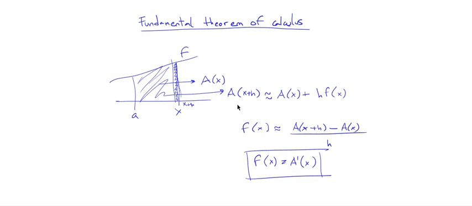Another way to see this is to write the area as a function of x, A(x). The area A at x plus h is approximately equal, using the Taylor expansion, to the area at x plus h, which is the increment, times the derivative of A, plus small o of h squared. So when h is very small, this identity becomes true.